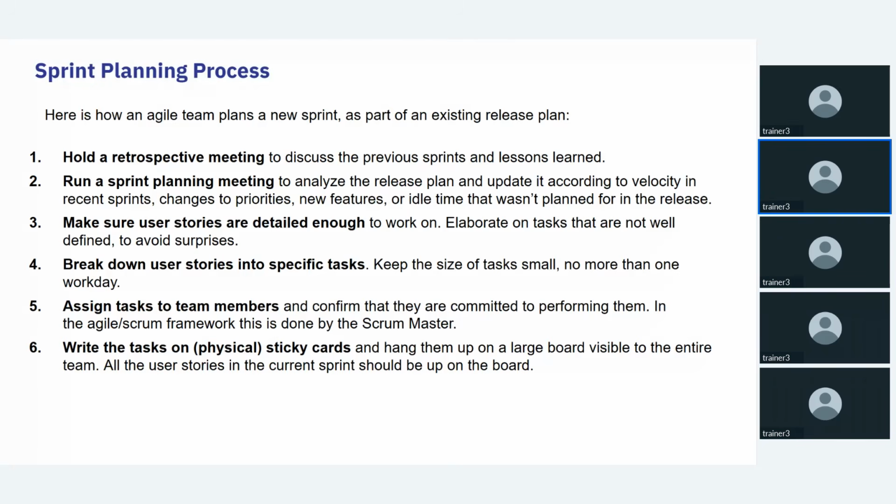This is how you're going to plan each sprint, how you go through each process. Hold a sprint retrospective, which means meetings to discuss the process, the sprint and what you learned: what are the things you finished and what are the things you learned. Everything you need to discuss with the team. Run the sprint to analyze the release plan and update it according to velocity, which means how it's going, how much it is going to finish.